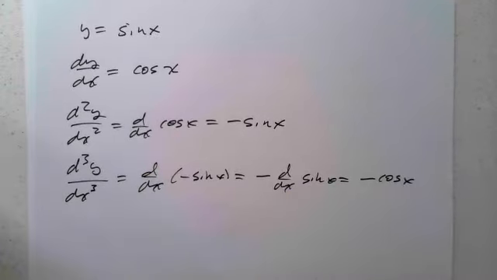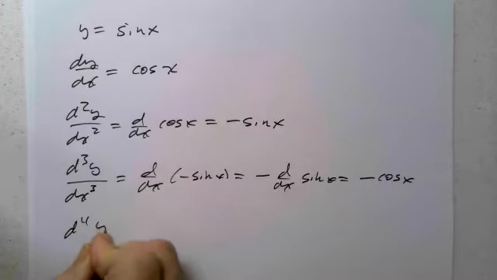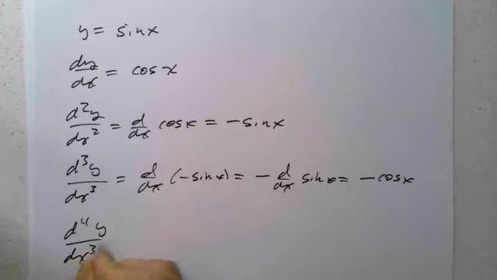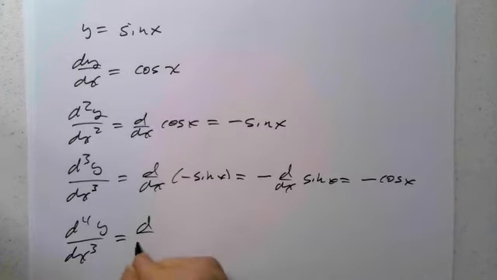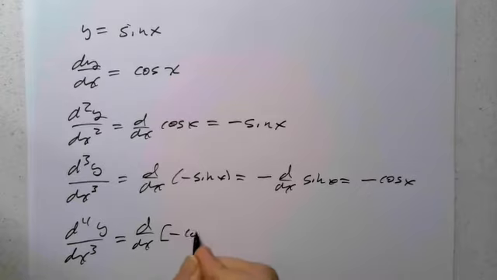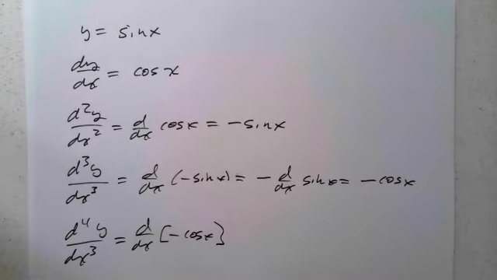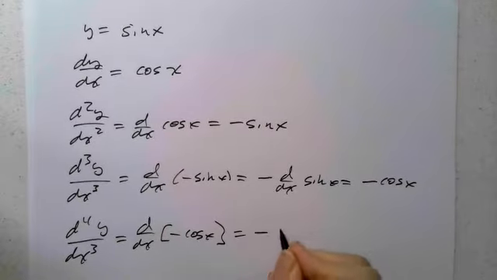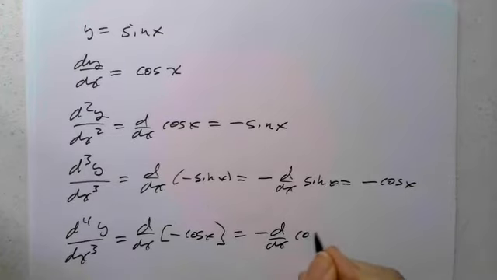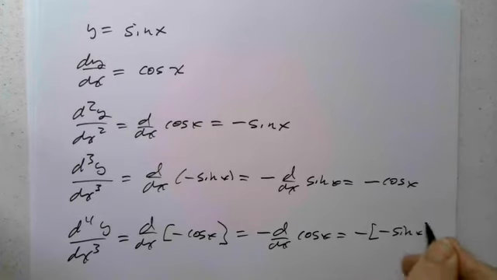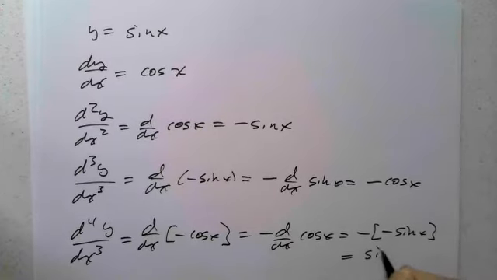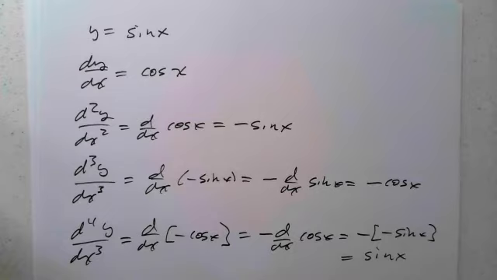If I want the fourth derivative, that would be the derivative of the third derivative, so the derivative of minus cos x. I can pull the minus out in front, so it's minus the derivative of cos x. So that's minus minus sine x, and we're back to where we started. So the fourth derivative of sine x is sine x, and that pattern will continue as we go. But let's look at some of our other functions.